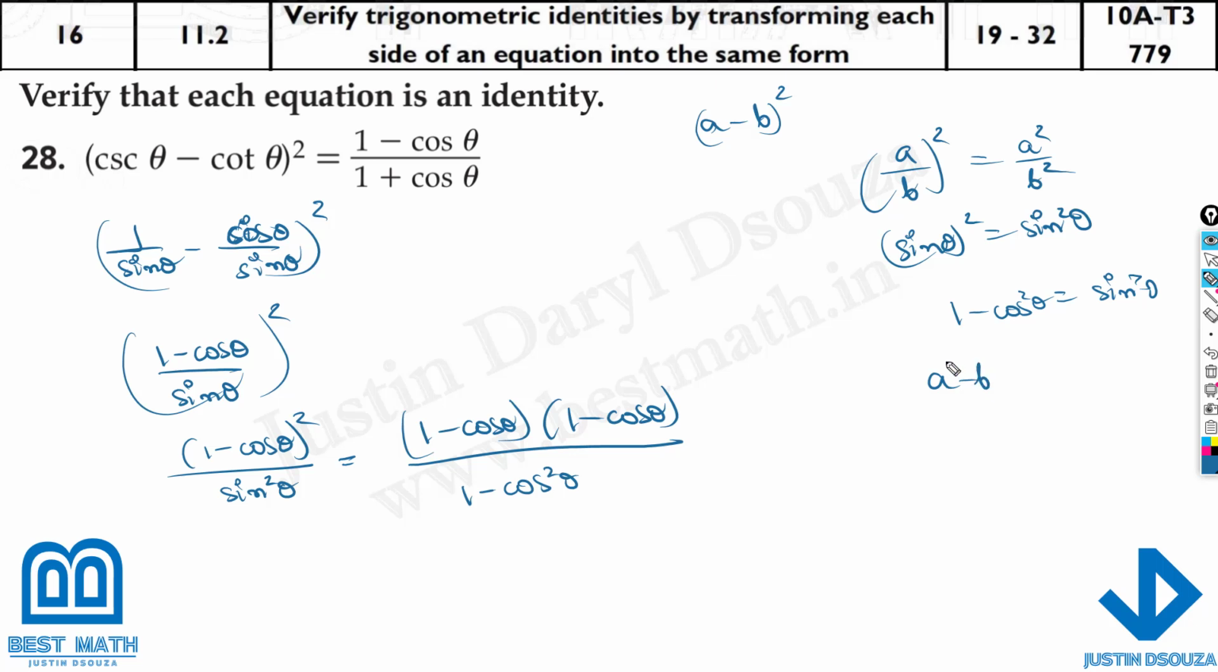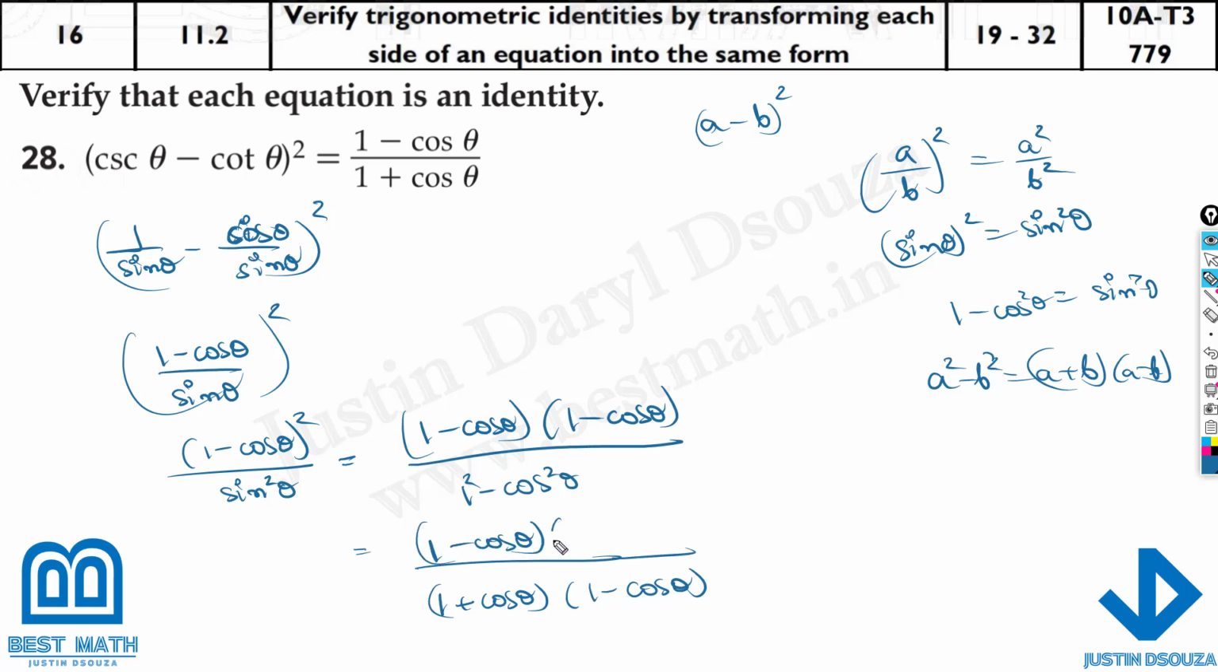Look, a squared minus b squared is (a plus b)(a minus b). So I'm going to use the same identity. This 1 can be written as 1 squared. It's the same thing because it's 1 itself, right? Now a squared minus b squared will be a plus b, that is 1 plus cosine theta, and a minus b, 1 minus cosine theta. And up above we have 1 minus cos theta and 1 minus cosine theta. So can we cancel? Yes, this can be cancelled. And is it? Yes, absolutely. We found the answer. It's 1 minus cosine theta by 1 plus cosine theta. This is the right hand side. So LHS is equal to RHS.